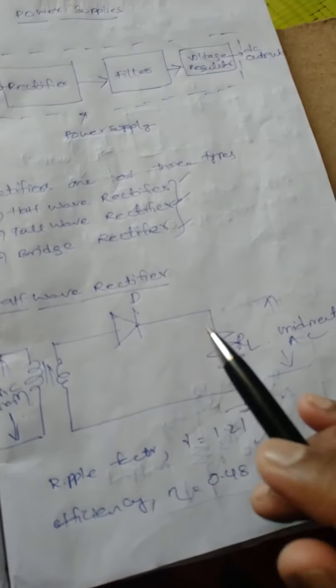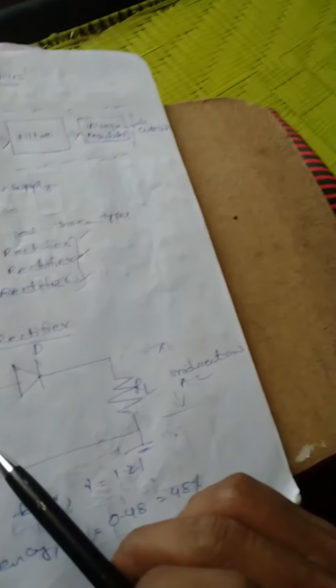So let me define what a rectifier is. A rectifier is an electronic circuit which converts a bidirectional AC into a unidirectional AC, not DC. It does not convert directly into DC. First it will convert bidirectional AC into unidirectional AC. So that is the main purpose of this rectifier.